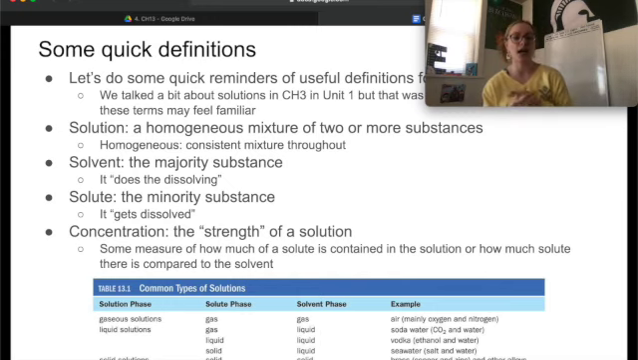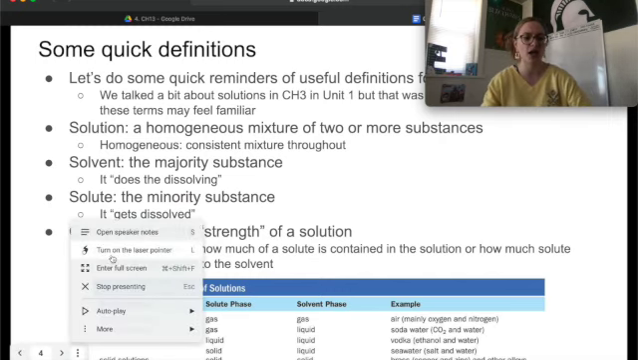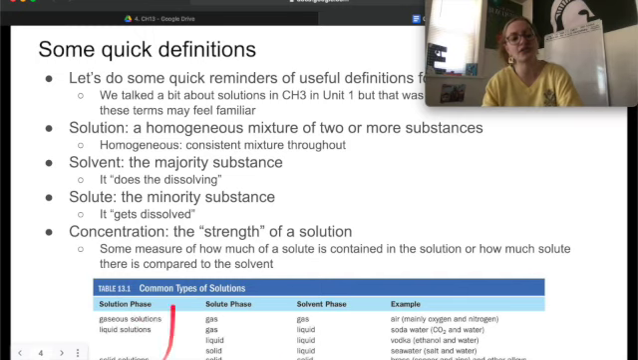So we're talking very specifically here about a homogeneous mixture of two or more substances. That is what we're going to consider a solution to be. Now, if you check it out down here at the bottom of your screen, you can see that there may be different kinds of solutions made of different phases or states of matter. If we have a solution in the gaseous state, that might be two different kinds of gases mixed together. That might be something like air, where it's mainly oxygen and nitrogen.